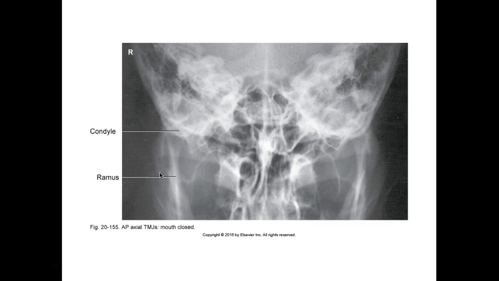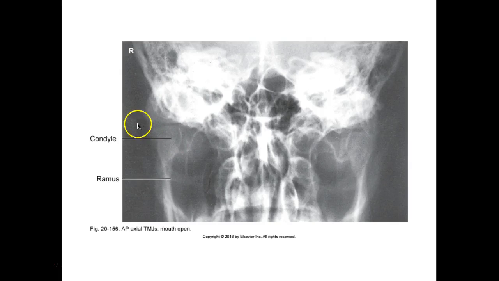And here is your condyle, your ramus. They did a good job collimating. You could come down a little bit more, clean this up a little bit. So yeah, looks good. And a lot of scatter. Other than that, they've positioned well. So here is your condyle with your ramus coming down.